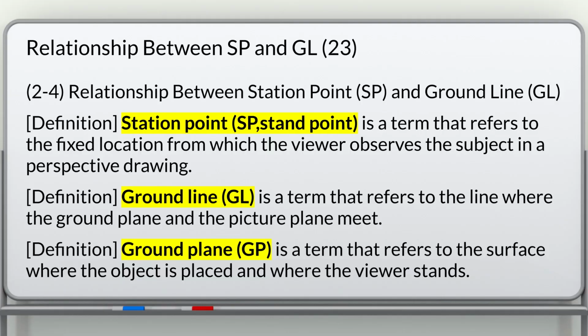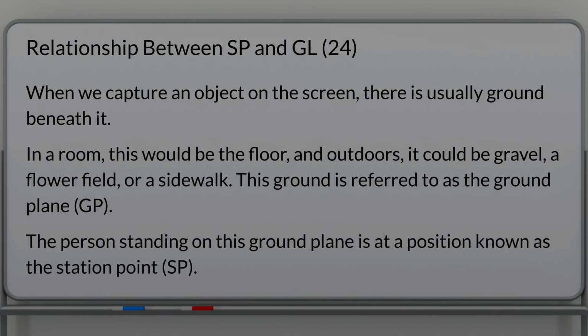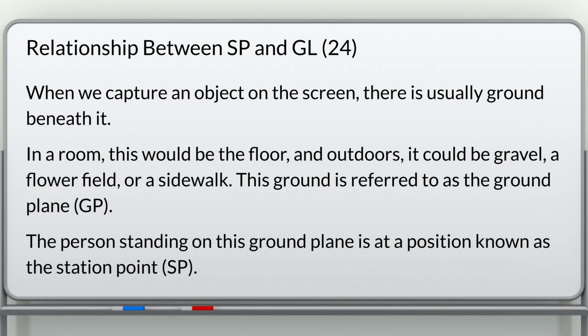I will explain the relationship between station point and ground line. Station point is a term that refers to the fixed location from which the viewer observes the subject in a perspective drawing. Ground line is a term that refers to the line where the ground plane and the picture plane meet. Ground plane is a term that refers to the surface where the object is placed and where the viewer stands. When we capture an object on the screen, there is usually ground beneath it. In a room, this would be the floor, and outdoors, it could be gravel, a flower field, or a sidewalk. This ground is referred to as the ground plane.